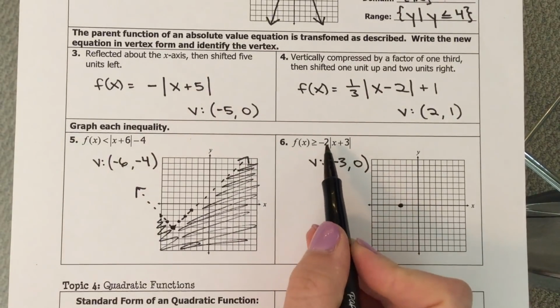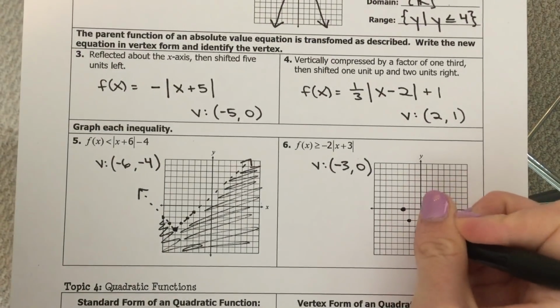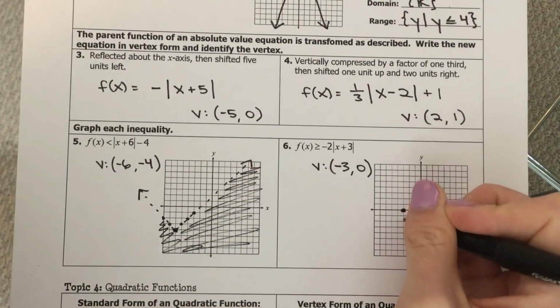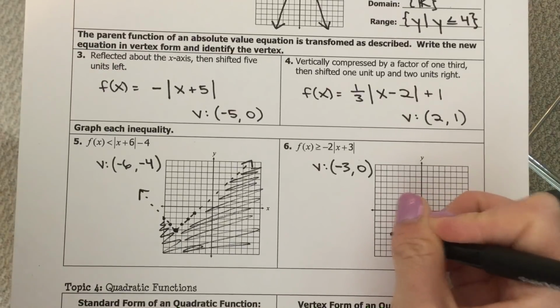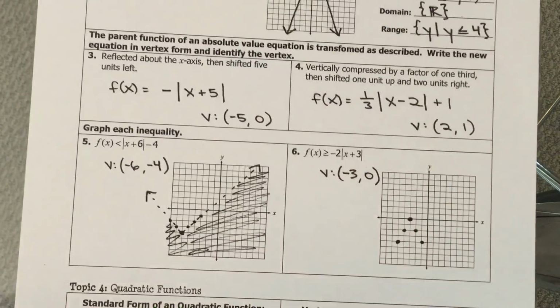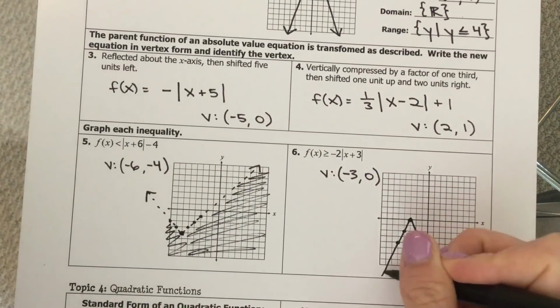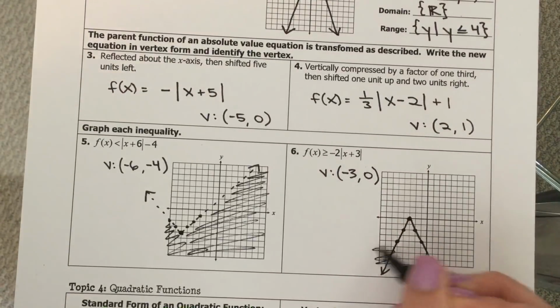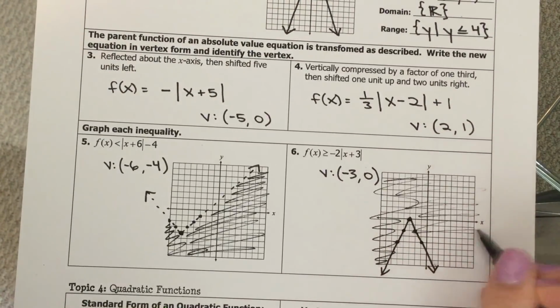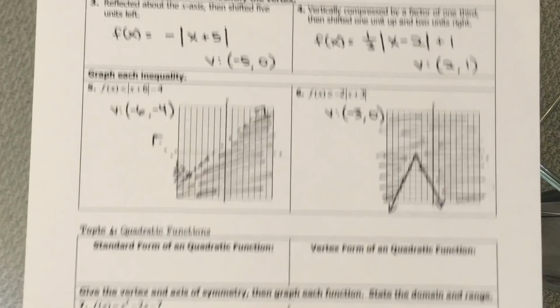The number here kind of acts like a slope. So -2 means I go down 2 to the right 1, down 2 to the right 1, and I can reverse that off to the left. Okay, so that's my shape. My inequality is a greater than or equal to. So the or equal to means I use a solid line, and the greater than means I would shade up above. All right, so that is all of my absolute value stuff.